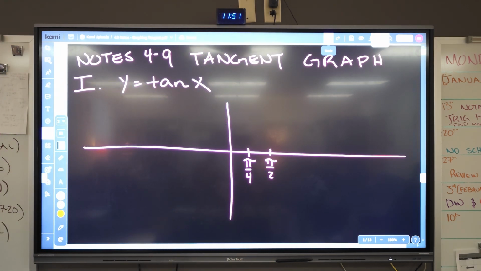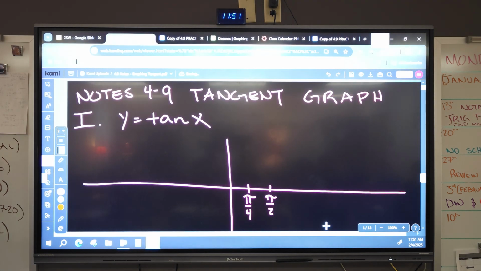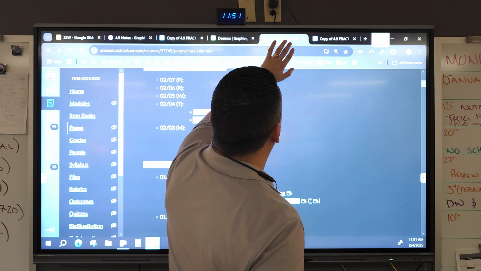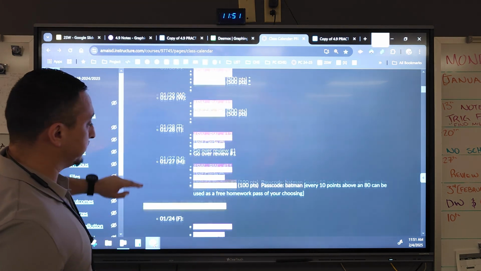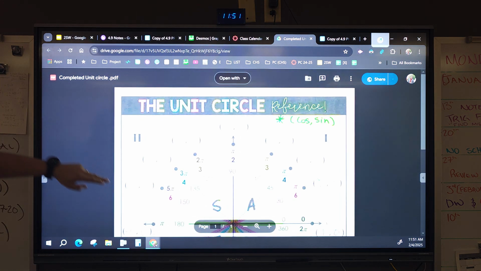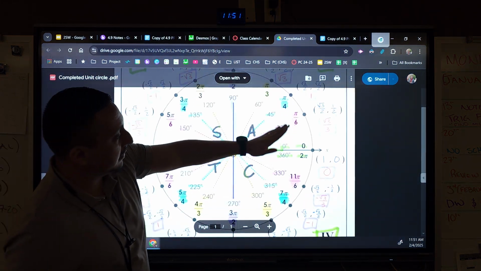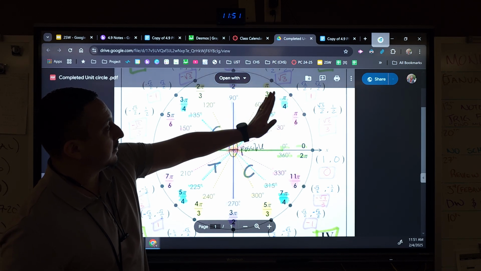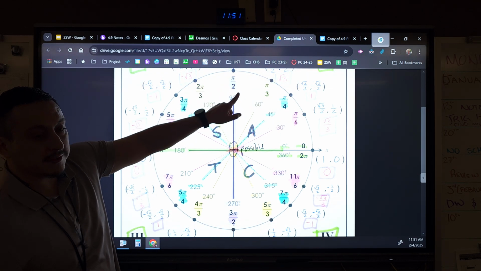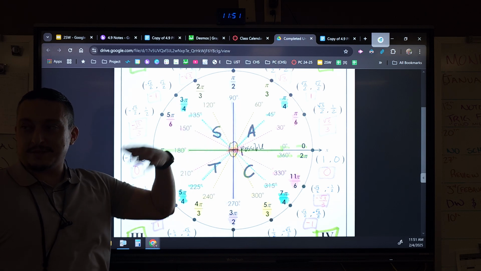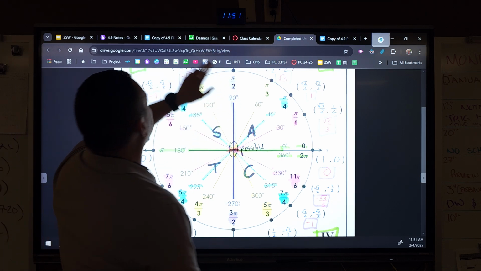Now I know a lot of you already caught on to this, but I need to make sure everybody understands. Here's what we're doing, guys. From here to here, 45 degrees, pi over 4. I do another 45 degrees, pi over 2. I do another 45 degrees. You get what we're doing? Yeah? Okay.